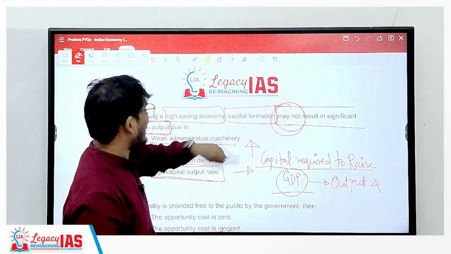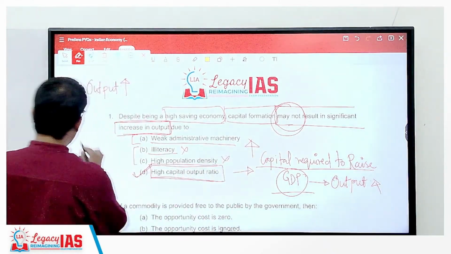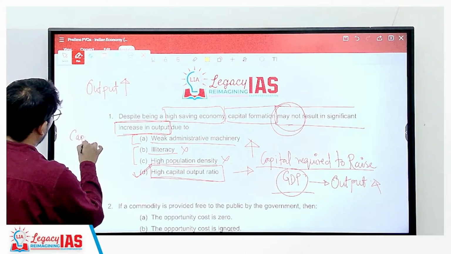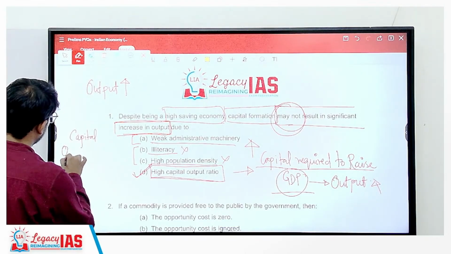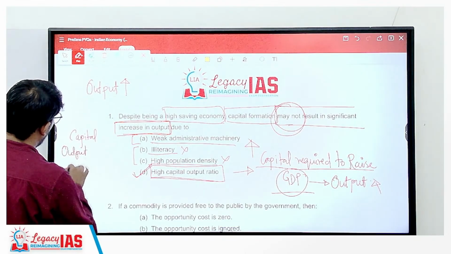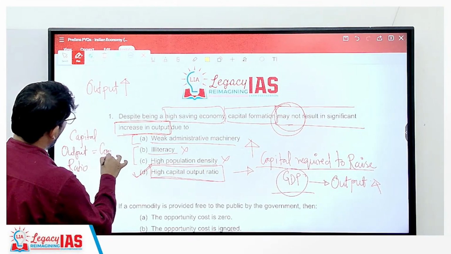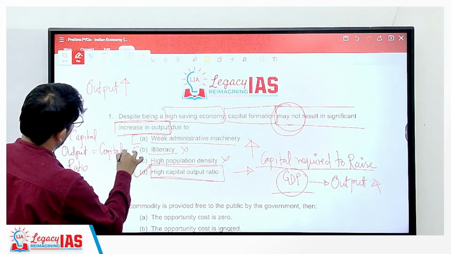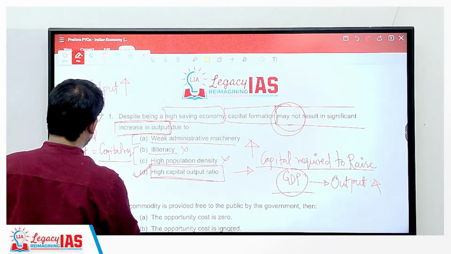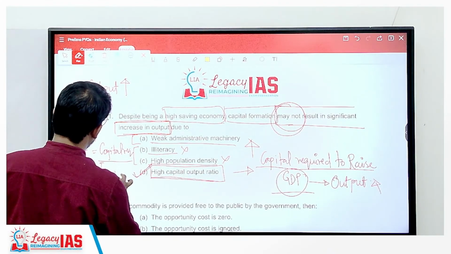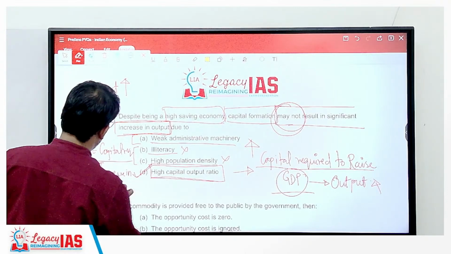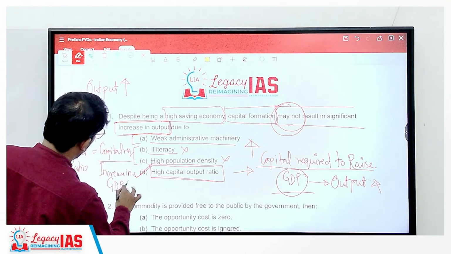Now if that is high, so what I am saying, capital output ratio is equal to capital required per increase in GDP or output.